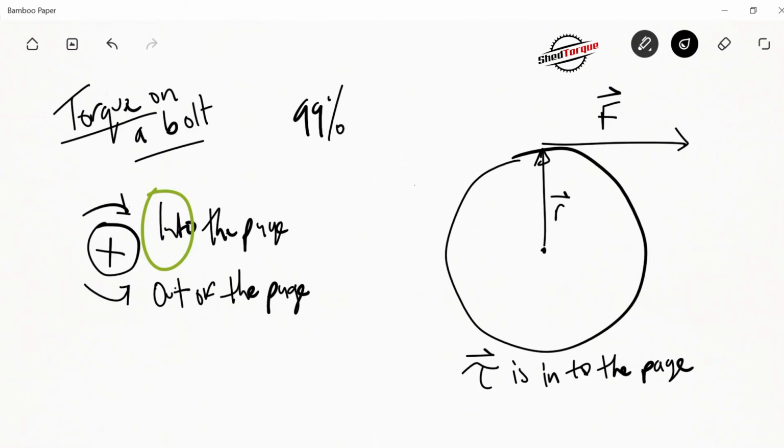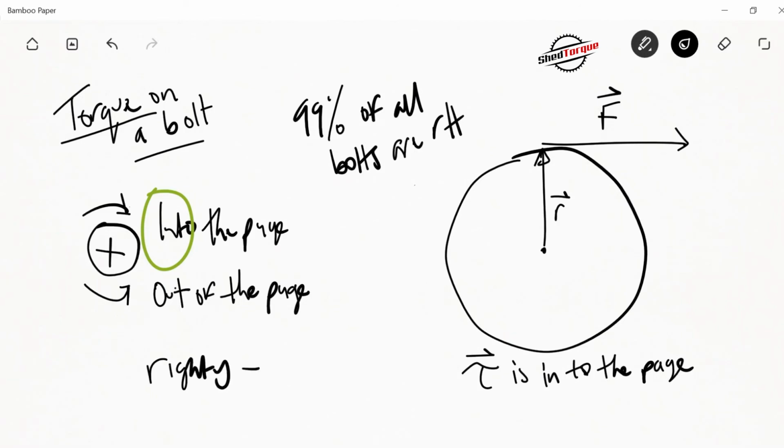99% of all bolts are right-handed. It's not 99%, obviously, I'm just making that number up, but there are places where you find left-handed threads, and obviously this becomes the reverse. So it's righty-loosey in that instance, and that becomes lefty-tighty.